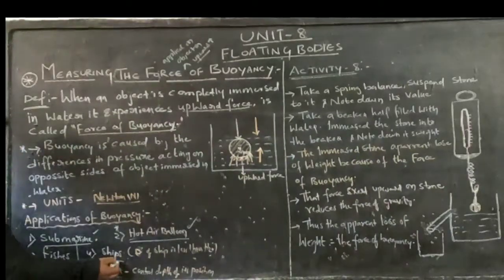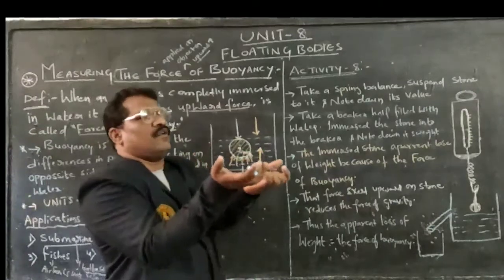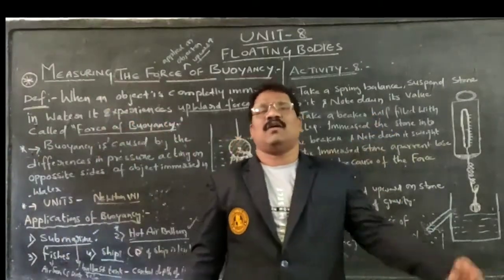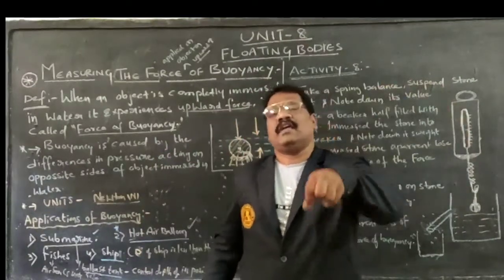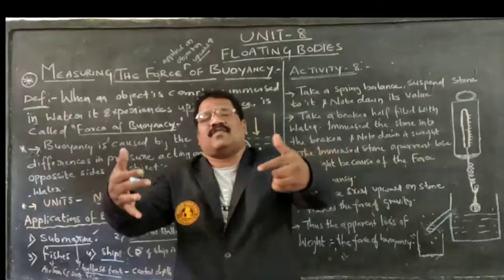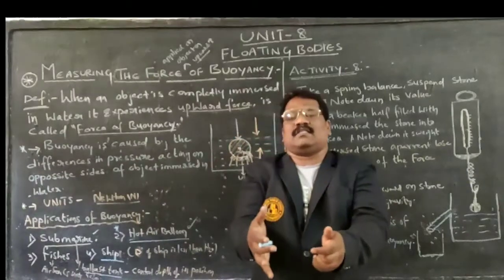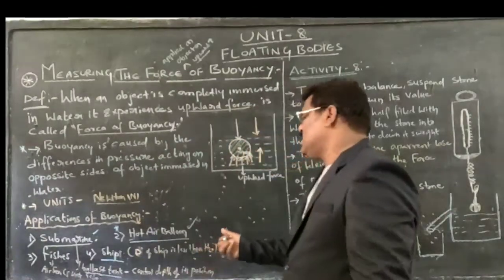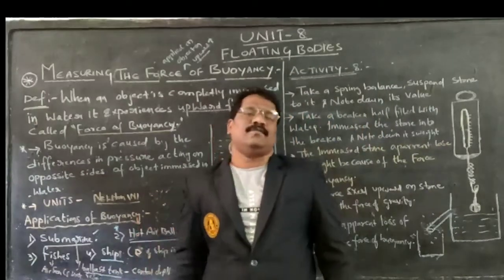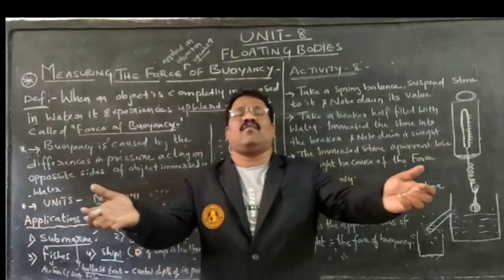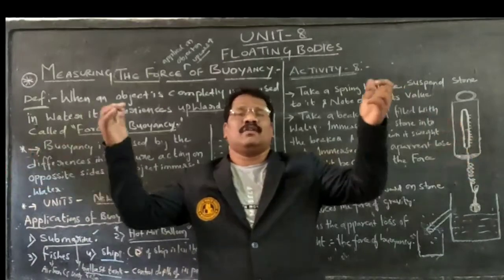Then ships also, the construction of ships. A ship is made with a certain shape consisting of a hollow space, so that air pressure can act on the hollow surface of that shape. The density of the ship will be lesser than the density of the water existing on the surface. Due to that reason, the ship floats on the surface of the water.